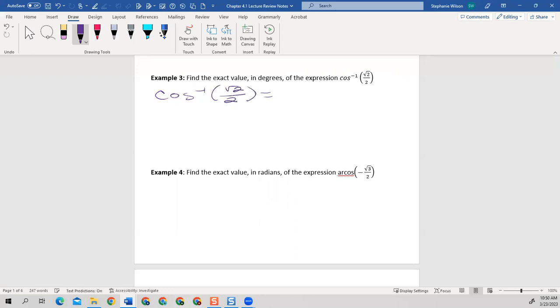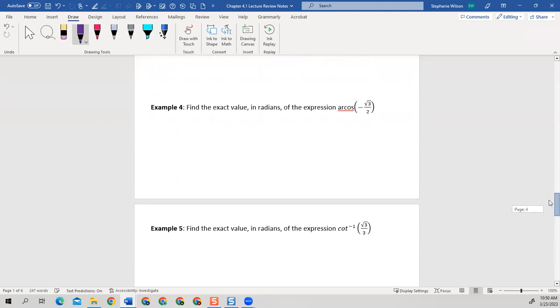Well, we know square root of 2 halves on the unit circle is pi fourths, which is 45 degrees, and that is our answer. We also know cosine falls on the interval of 0 degrees to 180 degrees, which makes sense because it's the x value on the unit circle.